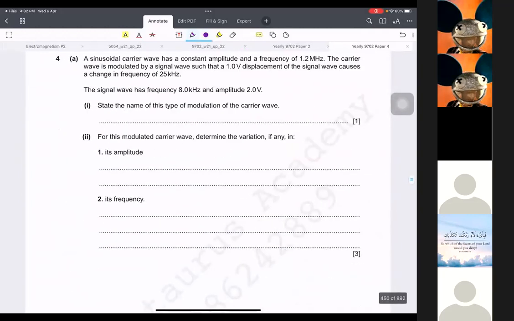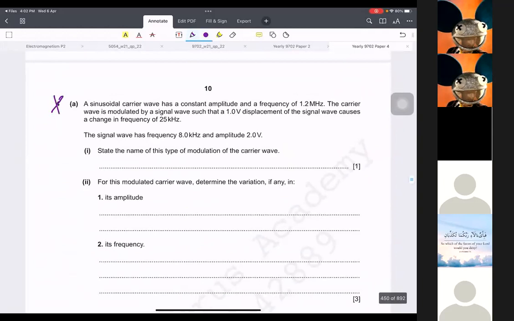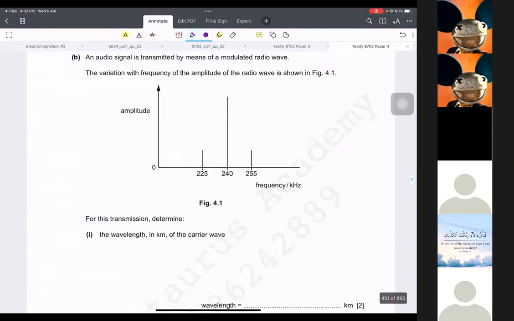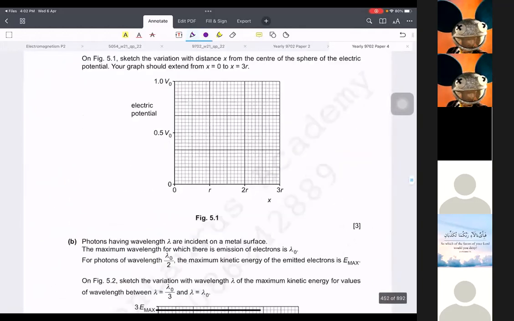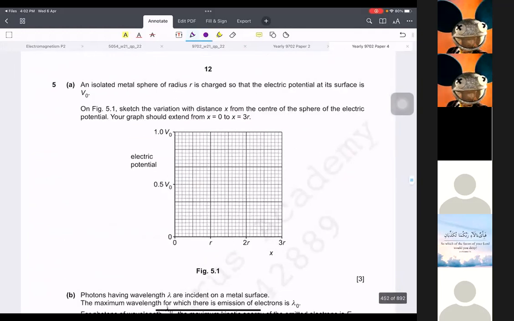Now question number 4. You don't have to do this because this is from old stuff, though it was so easy. Okay, and question 5, take it directly.